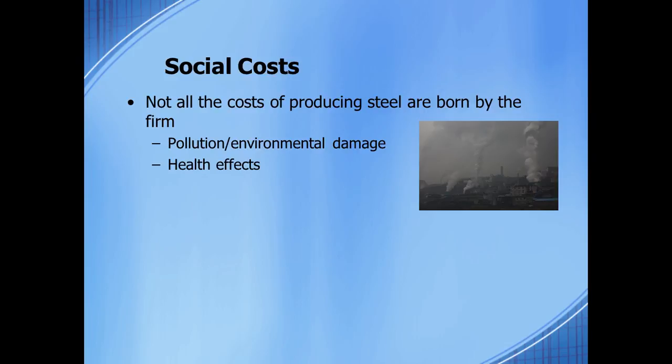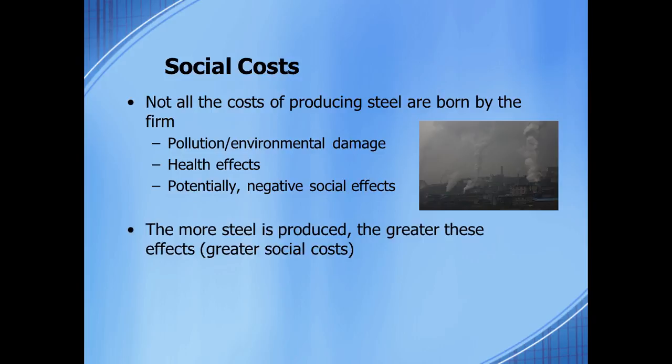There's the health effects, and we might see smog, or we might see poor air quality, which may affect the health of people living in the area. And then there's the potentially negative social effects, which depend on how the company actually runs the operation. So the more steel is produced, the greater these effects and the greater the social costs are. So we need to start taking these into account when we discuss the economics of production. One thing to remember though is there might also be social benefits, which we'll be discussing later.